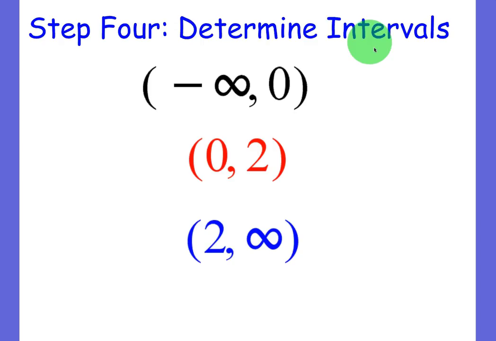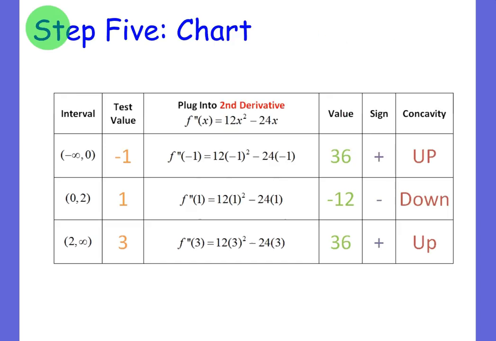Now we're going to draw our chart for step 5, and I will explain this chart. There's a lot going on here. In the first column, you're going to put your interval, just like you did for your increasing, decreasing intervals, but this is the second derivative. Next, you're going to plug in test values like you did before. Negative 1 is in between negative infinity and 0. 1 is in between 0 and 2. And 3 is in between 2 and infinity.